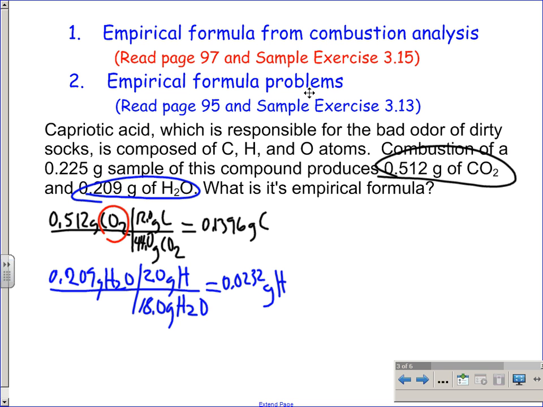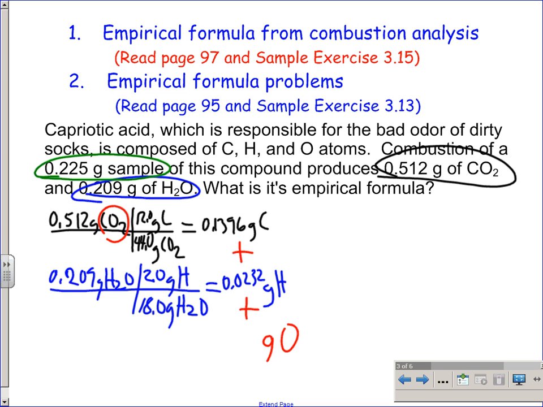So if I want an empirical formula, you have to get mass, you have to change to moles, you have to change to whole numbers. Well, it starts by getting the mass, and that's what I'm doing here at the beginning. Now, remember the relationship. The total sample, which weighed this, has to equal the carbon plus the hydrogen plus whatever the oxygen is.